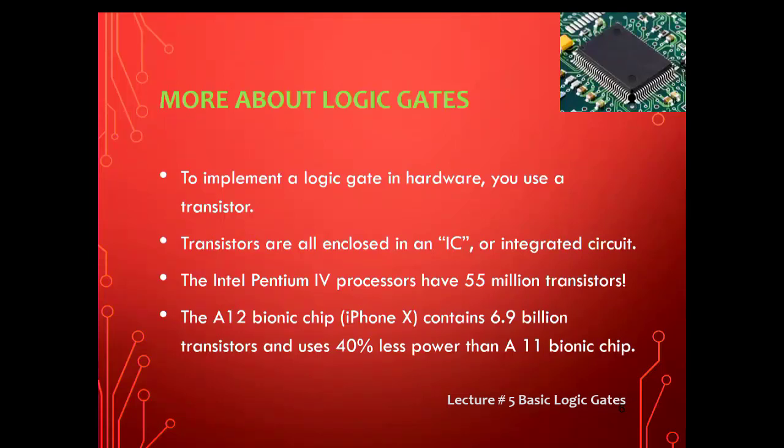All right. It's 6.9 billion transistors and uses 40% less power than the A11 Bionic chip. If you happen to have an iPhone 7, which I have, it has 3.3 billion transistors inside. So within a span of almost 3 years, they have been able to double the density of the transistors in their chips.